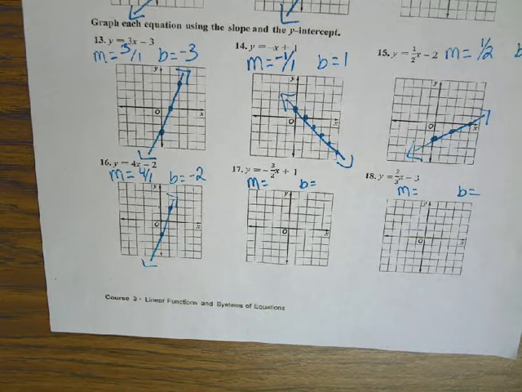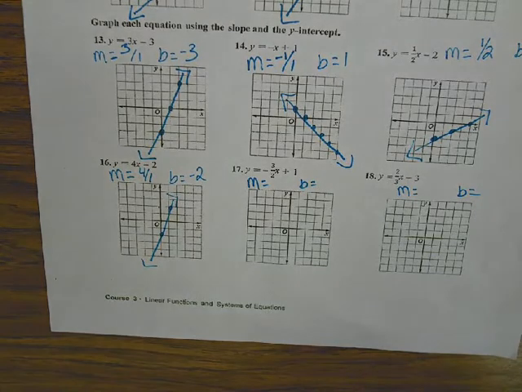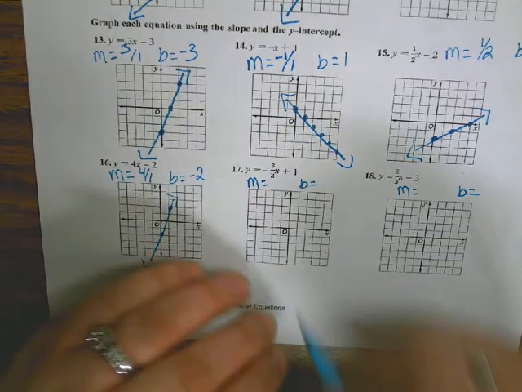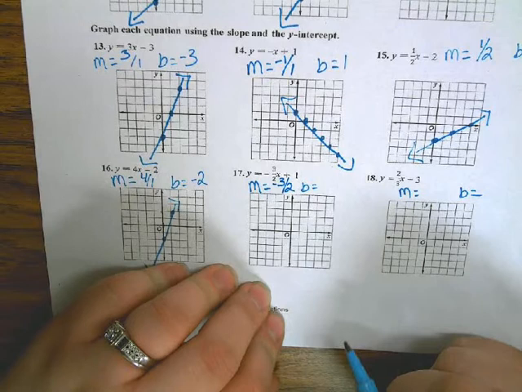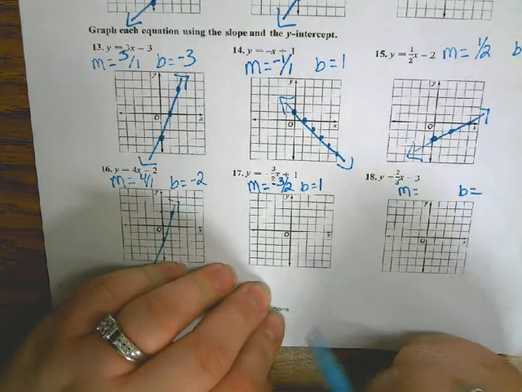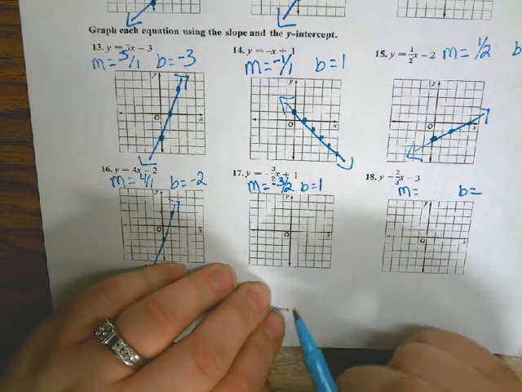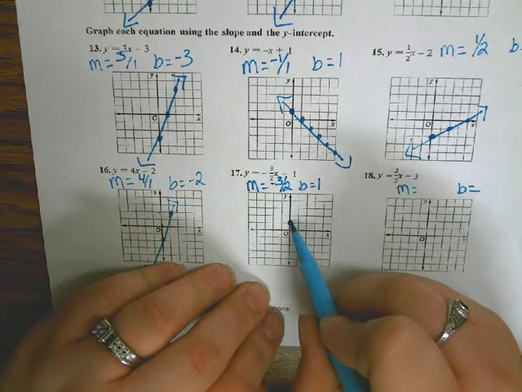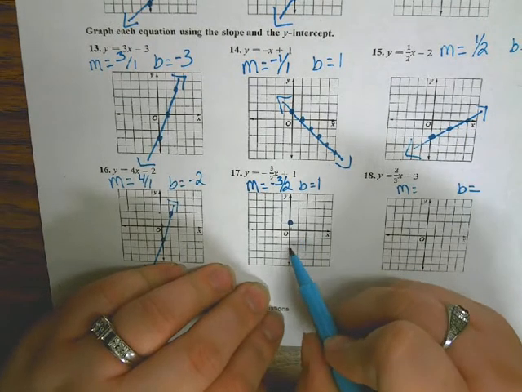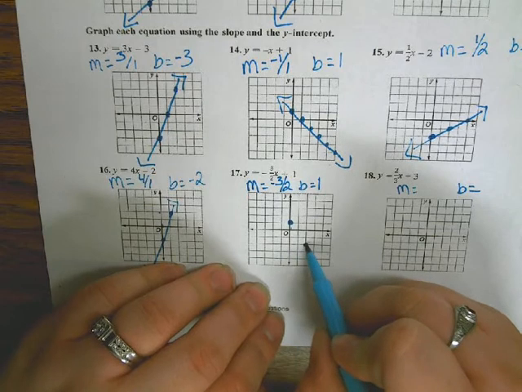Alright, let's check number 17. What is m equal to? Negative 3 over 2. What's b equal to? 1. So where do I start? You go up 1. Starting at up 1, then what? You go down 3 over 2. So 1, 2, 3, 1, 2. So there's my line.